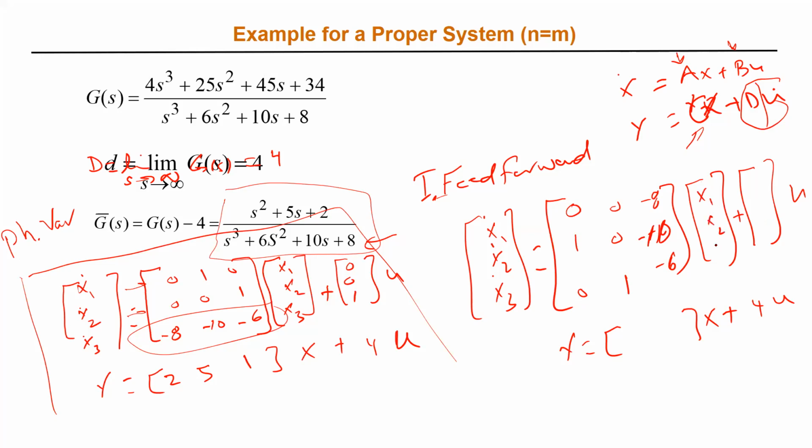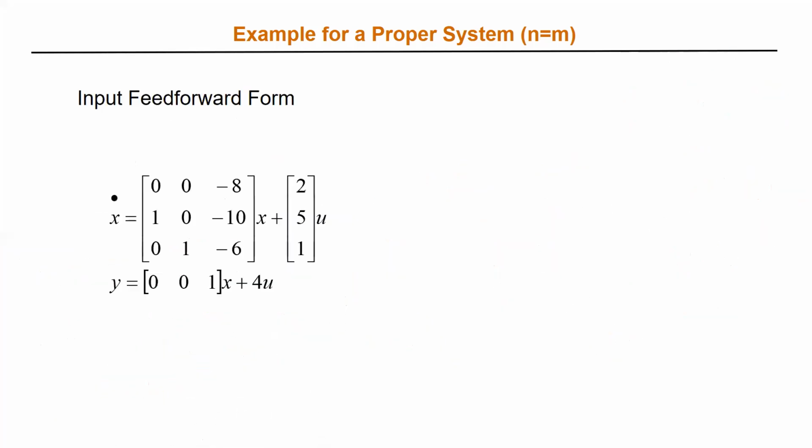X1, X2, X3. And this time, from I1, and this is 0, 0, 1. This is basically what I'm saying. This is the input feed forward. This is not always controllable. No, this is observable. The other one is controllable.